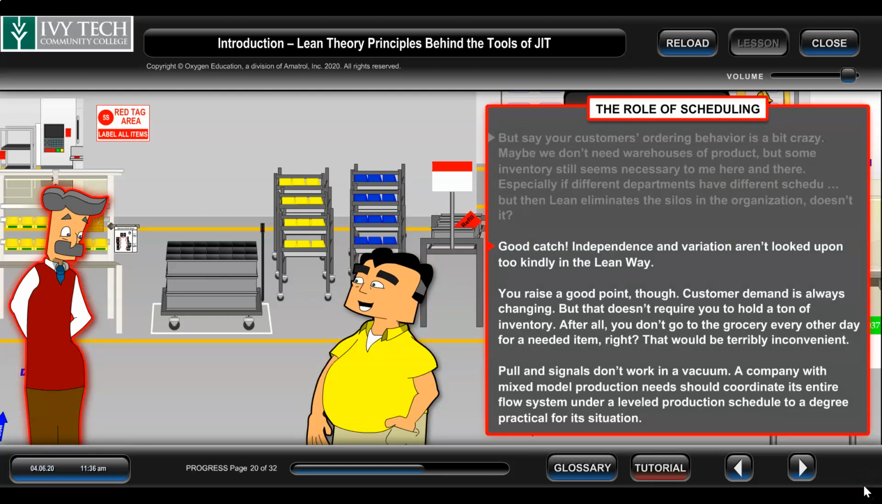You raise a good point, though. Customer demand is always changing, but that doesn't require you to hold a ton of inventory. After all, you don't go to the grocery every other day for a needed item, right? That would be terribly inconvenient. Pull and signals don't work in a vacuum. A company with mixed model production needs should coordinate its entire flow system under a leveled production schedule to a degree practical for its situation.